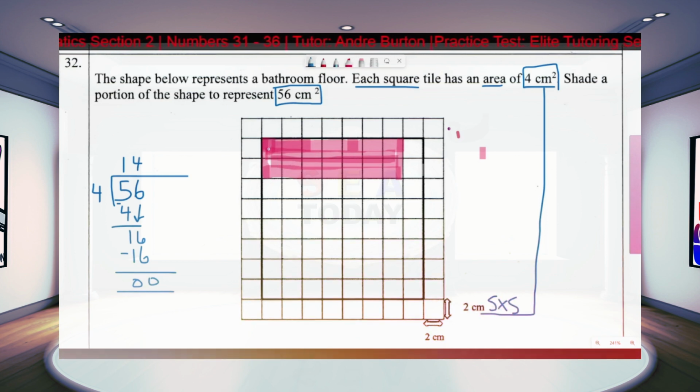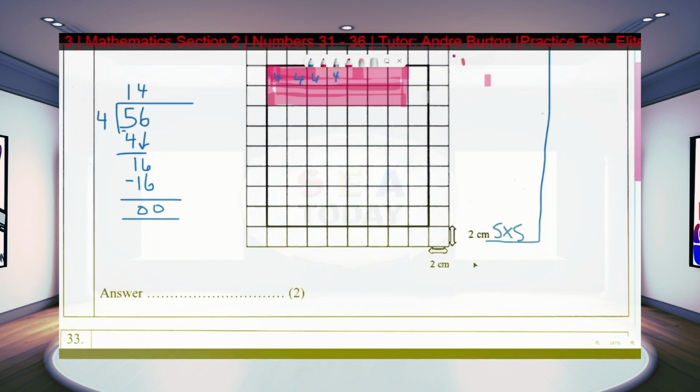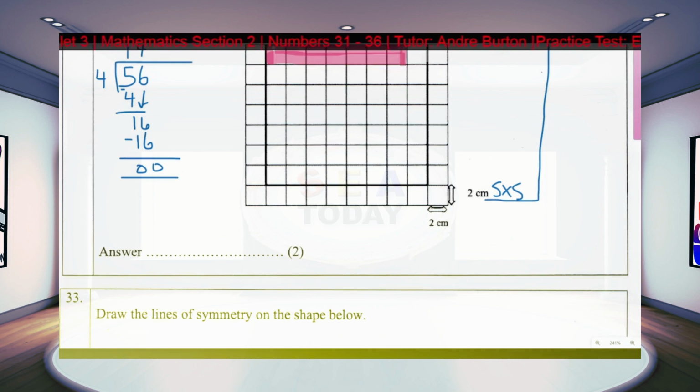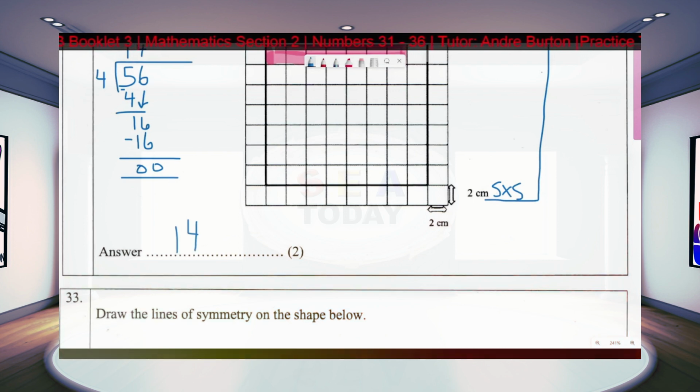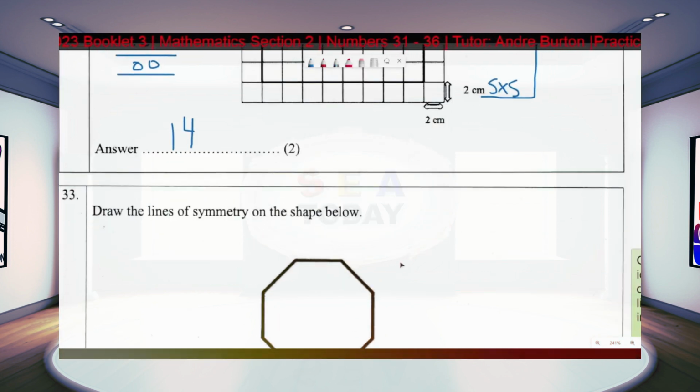56 centimeters squared, because this square is 4, this square is 4, this square is 4, and by the time you add up all, you'll get 56. Alright, so that's the answer there for number 32. Next question. Let's write it in. We got 14. That was another 2 marks.